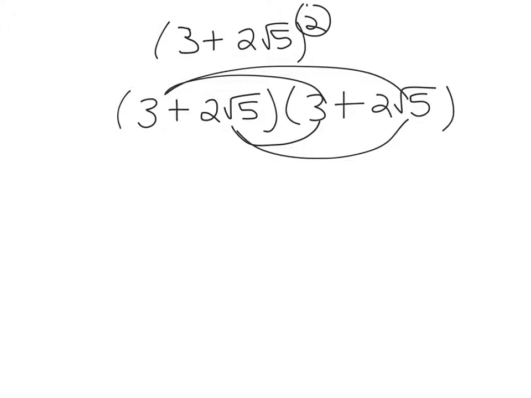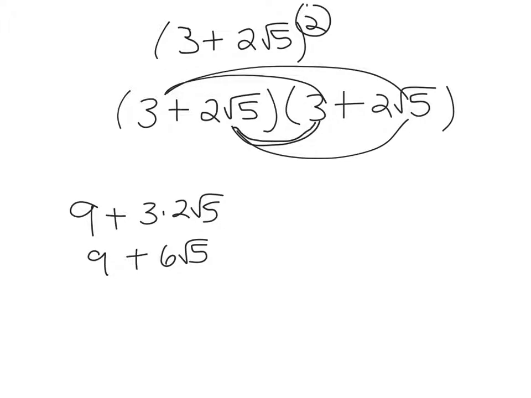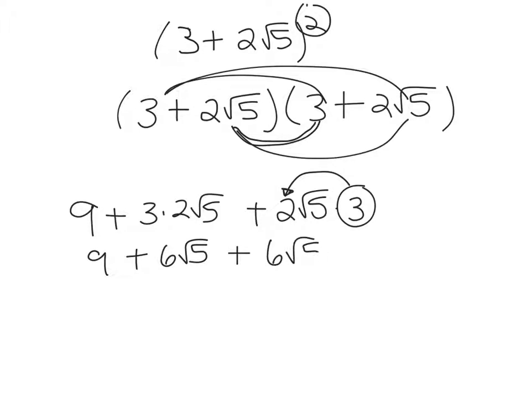3 times 3 is 9. 3 times 2 root 5 would be 6 root 5. And now we've got 2 root 5 times 3. The 3 gets to commute out and multiply by the 2, so that would become 6 root 5.